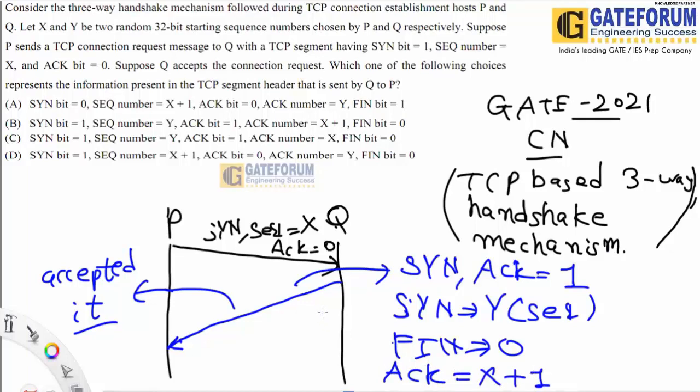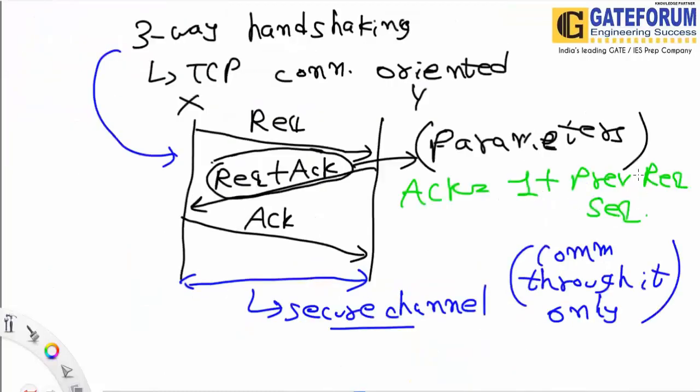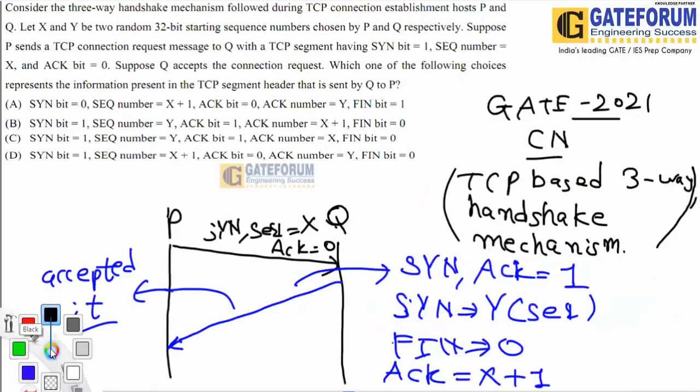Always understand this concept. If this particular sequence number was, let's say, Z, the acknowledgement number would be Z plus 1. It's always 1 plus the previous request sequence number on which we are responding. Okay, so if you look here properly, SYN and acknowledgement bits both are 1, sequence number is Y, the acknowledgement number is X plus 1, and the FIN bit is 0. So this would be our answer, which will be option P.